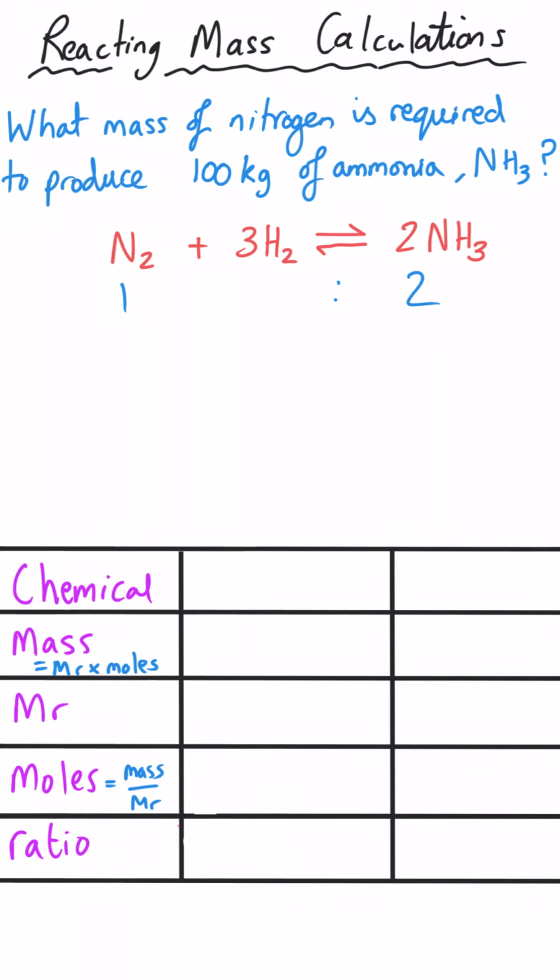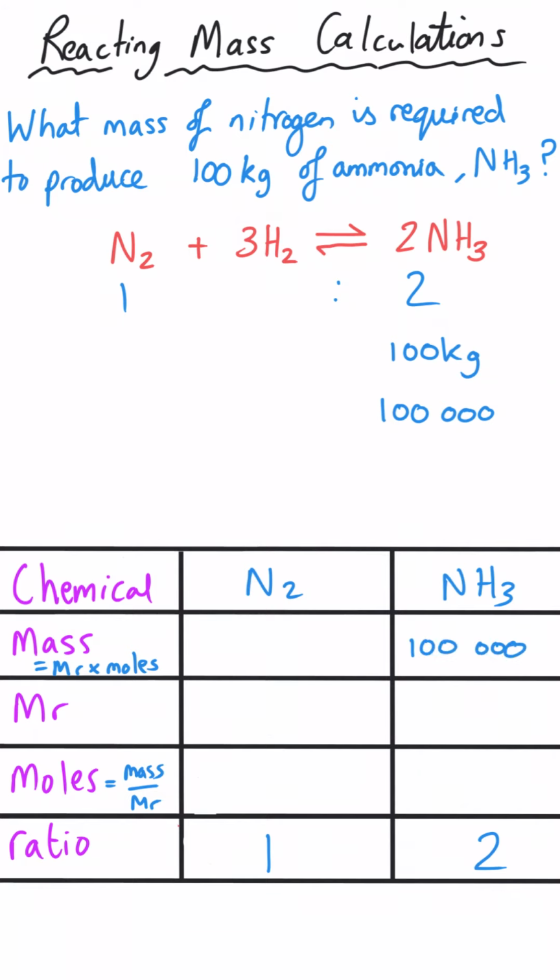So in other words, 1 mole of nitrogen makes 2 moles of ammonia. So if we fill in our grid with nitrogen as one column and ammonia as the other, we can put those two ratios in that box. And then we're trying to make 100 kilograms of ammonia, which needs to be in grams, so that is 100,000 grams. And so once we've put 100,000 into this box, the last thing that we do before we start doing any real calculations is to work out the MRs of the two chemicals in question.